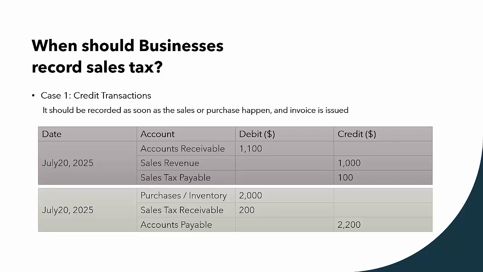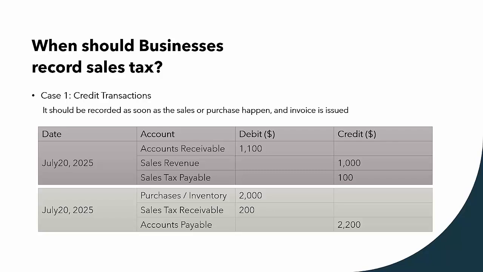Case 1. Sales tax on a credit sale or credit purchase. A credit transaction means that the money is not paid right away. The customer will pay later, or the business will pay later if it's making a purchase. When do we record the sales tax? The sales tax must be recorded when the invoice is received or issued, not when the payment is made.